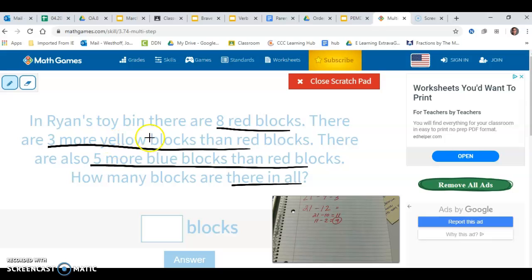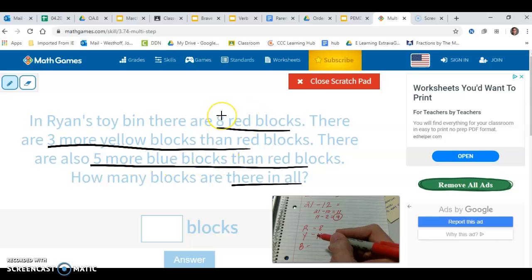It says 3 more yellow than red. So I know I have, I'm going to go R for red. I know red has 8. Yellow, it says it has 3 more. Well, what's 3 more than 8? 11. There's 5 more blue than red. So I'm going to do a B for blue. 5 more than red. Well, once again, red is 8. So 5 more would be 13, because 8 plus 5 is 13.